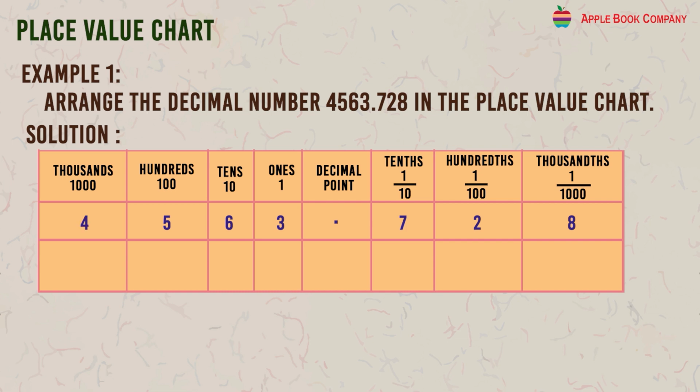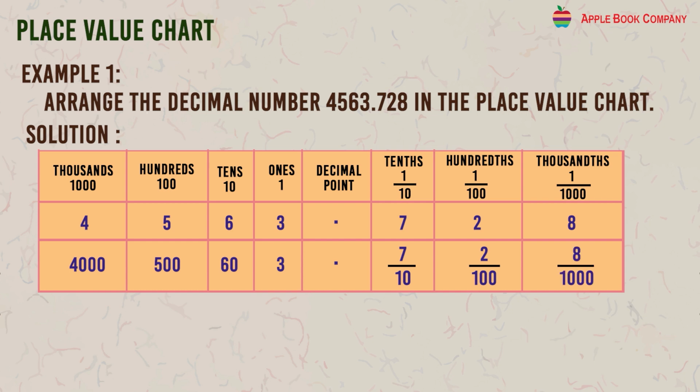So we read it as place value of 4 is equal to 4000, place value of 5 is equal to 500, place value of 6 is equal to 60, place value of 3 is equal to 3, place value of 7 is equal to 7 by 10, place value of 2 is equal to 2 by 100, place value of 8 is equal to 8 by 1000.